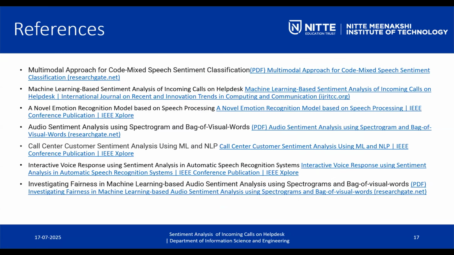and the references. We referred to multiple IEEE papers and research articles to understand and build our system better, focusing on models that use deep learning and speech signals.